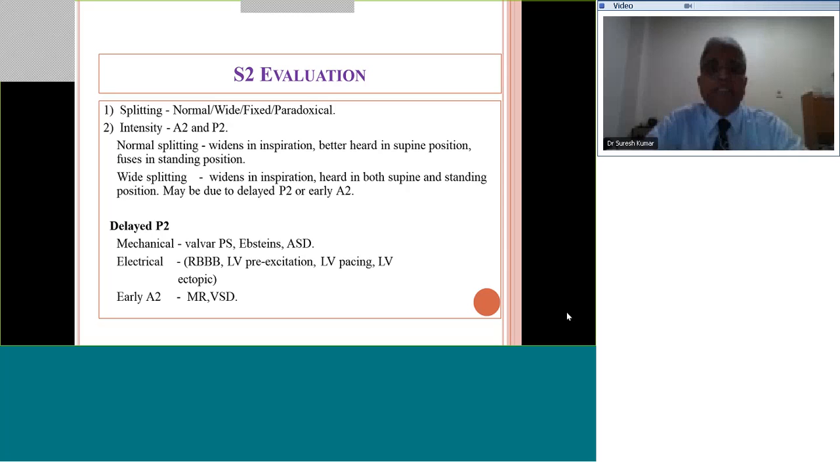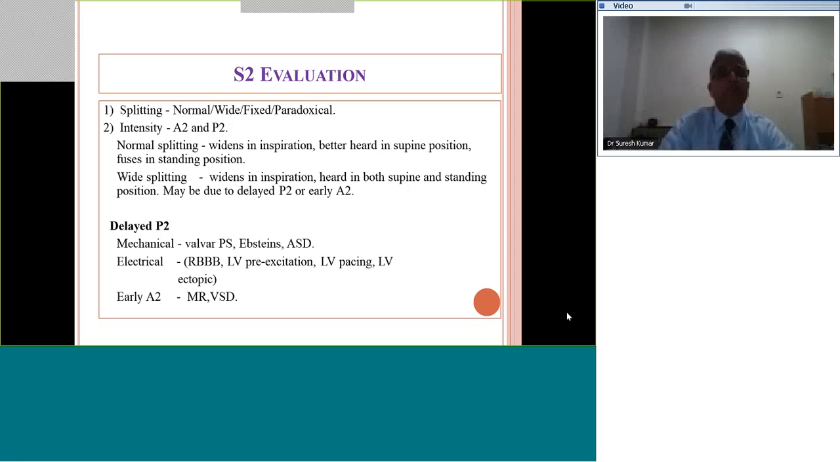A wide split is of the same nature. It widens in inspiration. It's heard in both supine and standing position. But generally, a wide split is much less impressive in the standing position. A wide split may denote that the P2 is too late or that the A2 is too early. When the wide split is related to delayed P2, the causes could be mechanical or electrical.